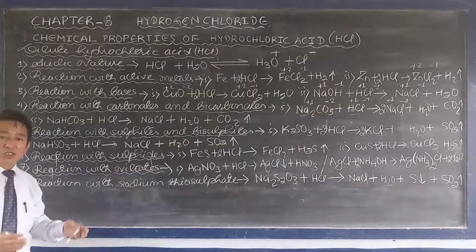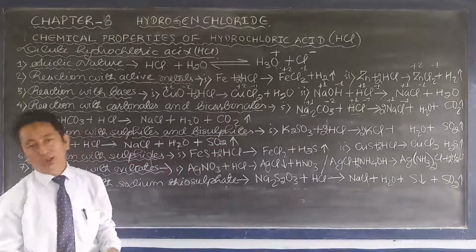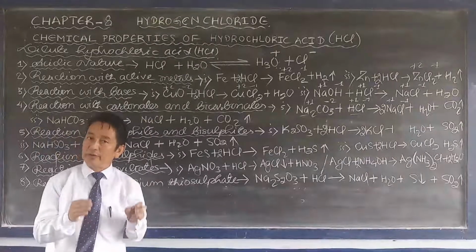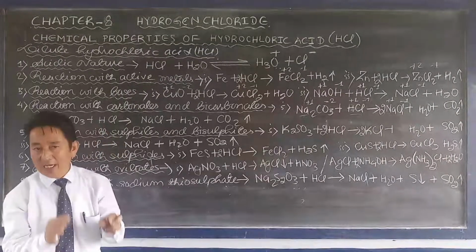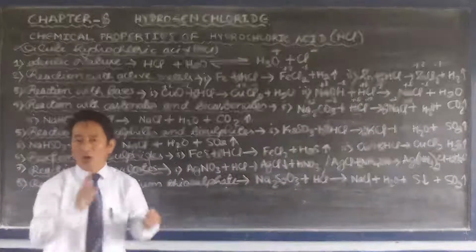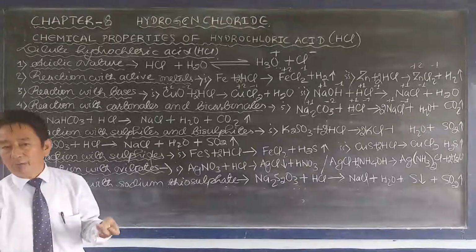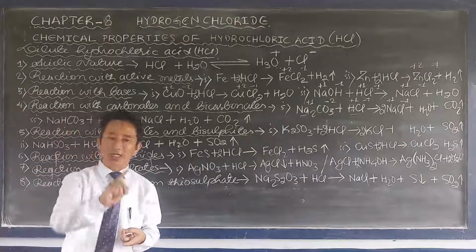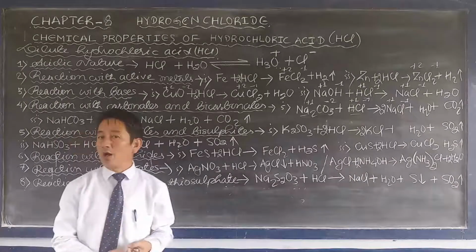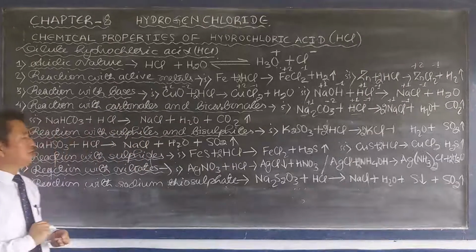Now, whenever sulfite or bisulfite salts react with dilute acid, we get sulfur dioxide gas. The other two products are salt and water molecule. If you use sulfuric acid, you will get sulfate salt. If you use hydrochloric acid, you will get chloride salt. If you use nitric acid, you will get nitrate salt.